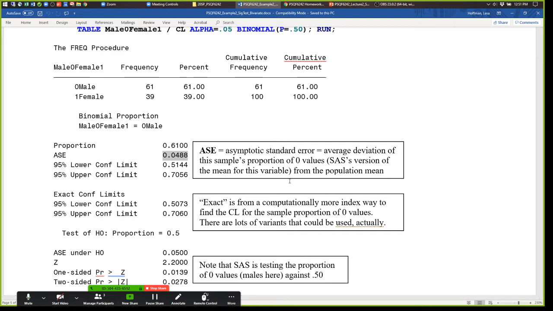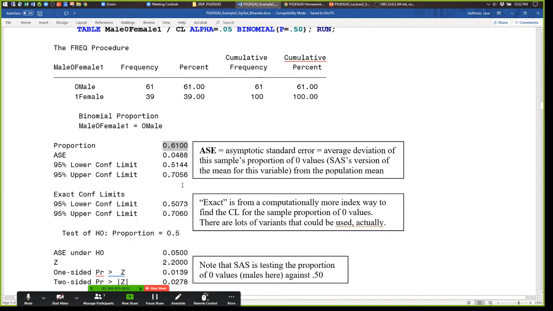It's the amount of wiggle. And roughly 2 standard errors around the mean gives us our 95% confidence interval. So we have this expectation that if we did this sampling procedure over and over and over again, the proportion of males would be somewhere between 51% and 71%. Okay, cool. Now what's it supposed to be?